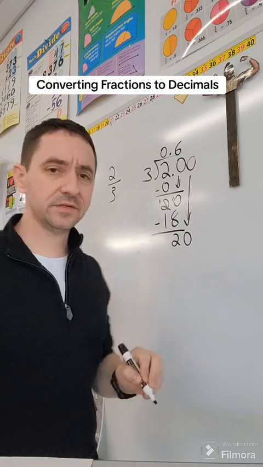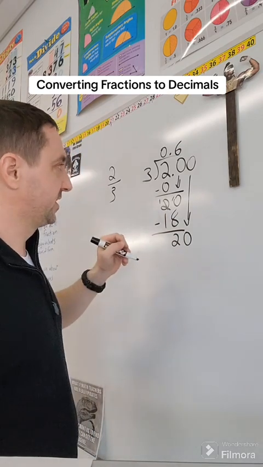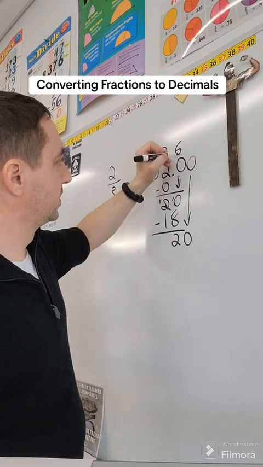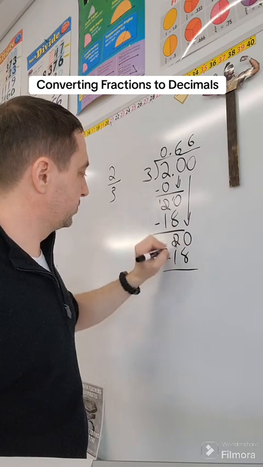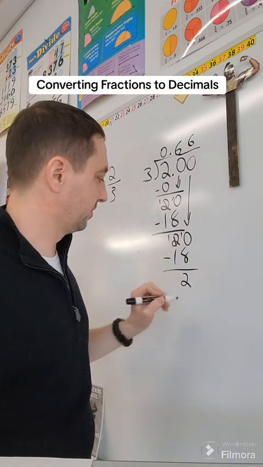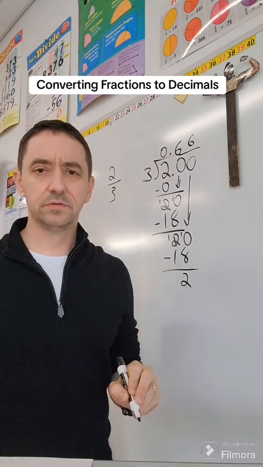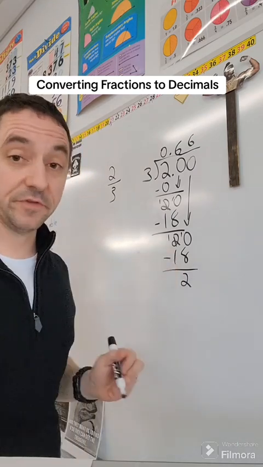I'm like, wait a minute. This looks familiar. So let me see how it plays out. 3 goes into 20 6 times. 6 times 3 is 18. Again, do some regrouping, and I'm at, wait a minute, got another 2. I've noticed there's a pattern developing here.